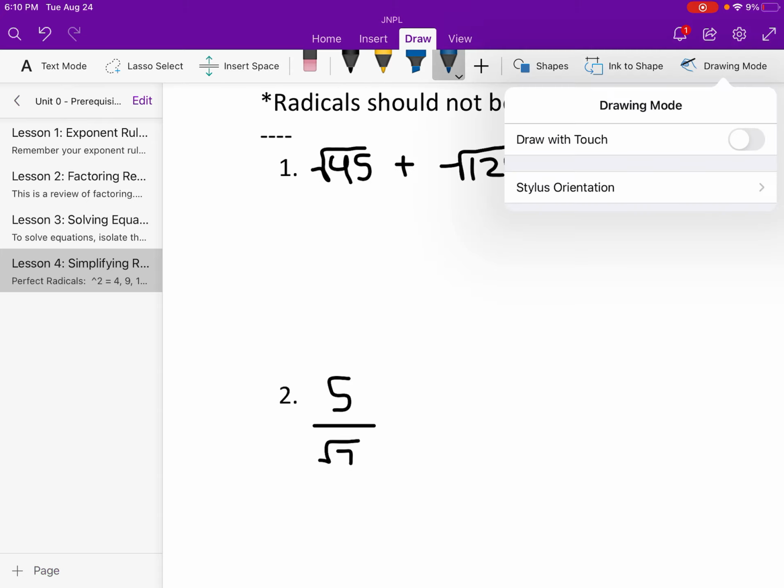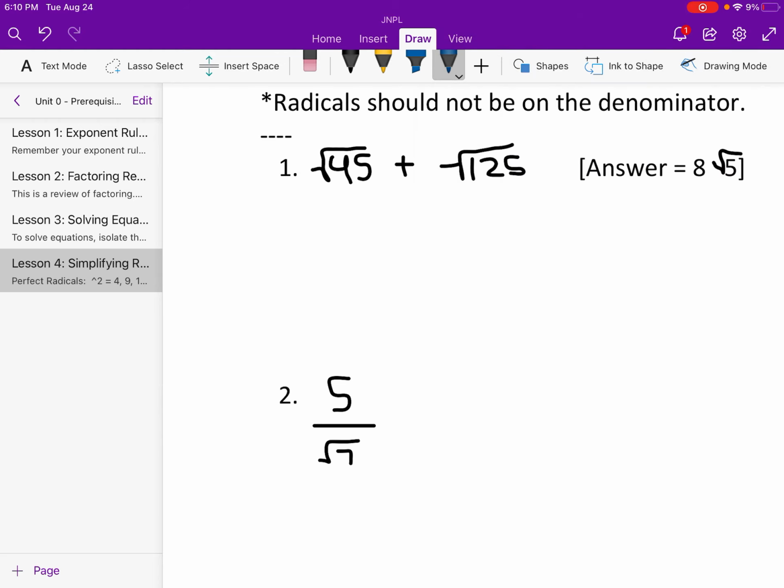Alright, so let's do this one first. I have the answer written there for this one. So we already know what the answer is going to be, but let's just see how we would do it. So, the square roots of 45 plus 125. How do you do that? Can you just add 125 plus 45? No. Why? Because that's like x plus y. You can't do that. You have to make them the same. We just need to simplify these first.